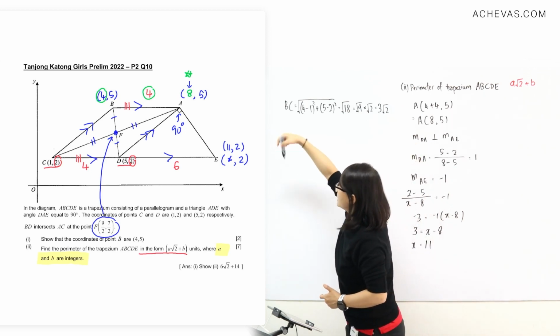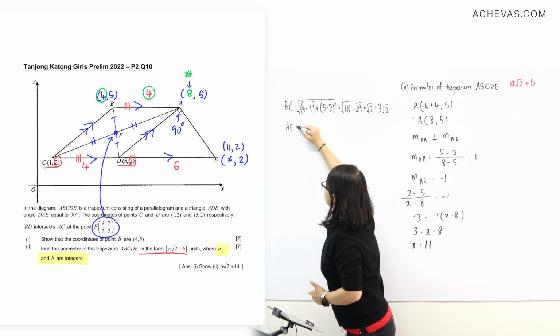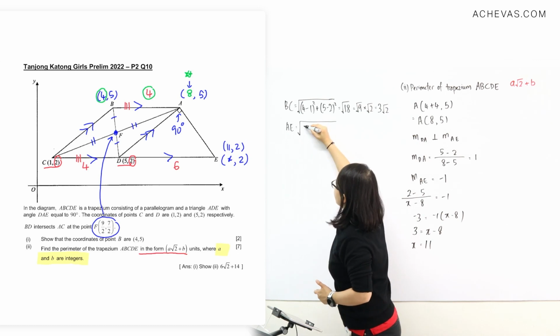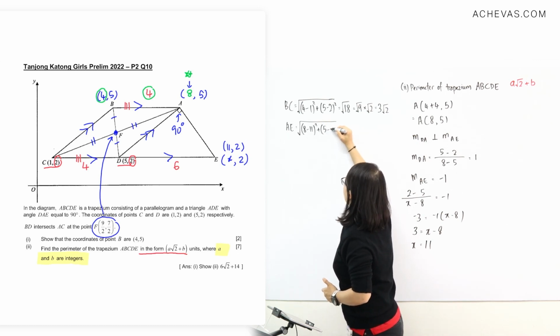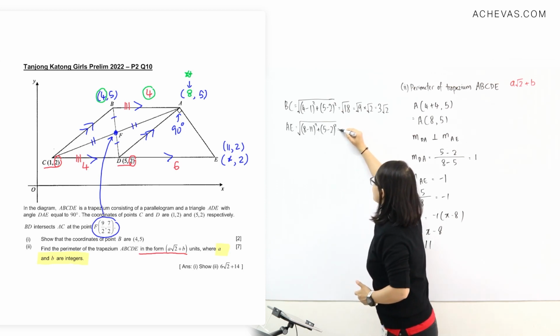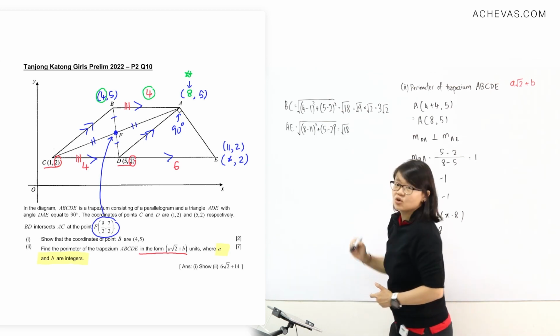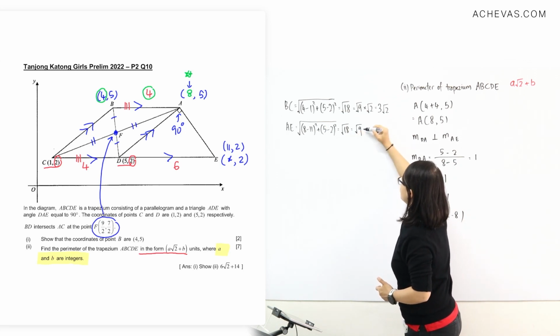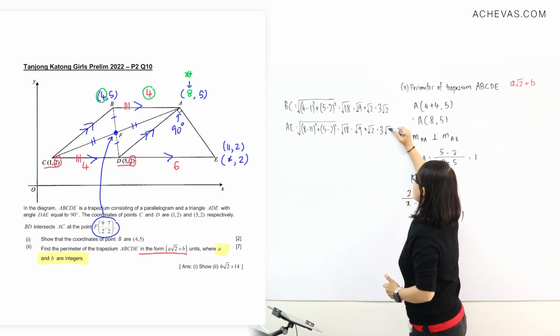Let's work on the AE length. Using the coordinates of A to E, I'll have 8 minus 11 squared plus 5 minus 2 squared. This will also give me square root 18 coincidentally. So I'm going to split it again from 18, split to square root 9 times square root 2. That will also give me 3 square root 2.